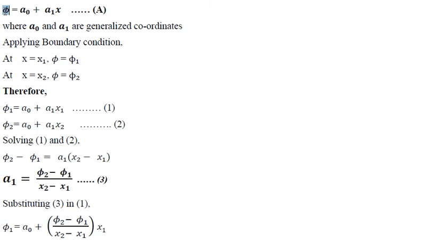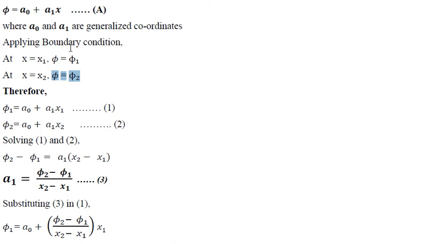This phi will vary as x varies. That is why x is taken here. Now if we apply the boundary condition at x is equal to x1, at node 1, phi is equal to phi 1, that is known. At x is equal to x2, that is node 2, phi is equal to phi 2.